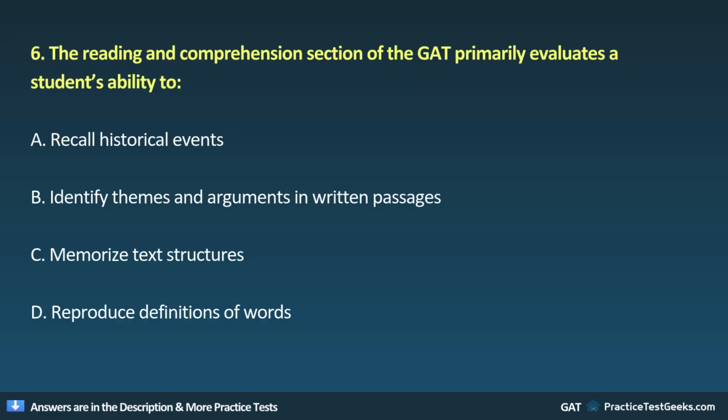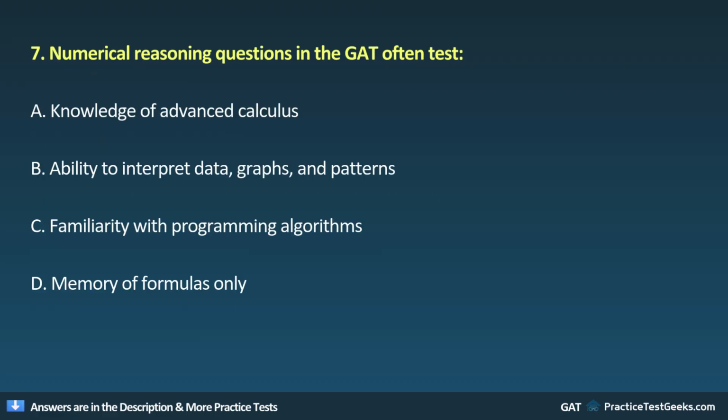6. The reading and comprehension section of the GAT primarily evaluates a student's ability to A. Recall historical events. B. Identify themes and arguments in written passages. C. Memorize text structures. D. Reproduce definitions of words.